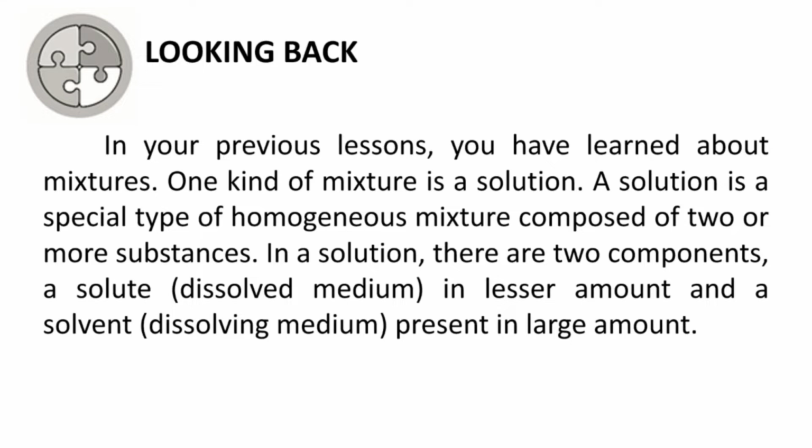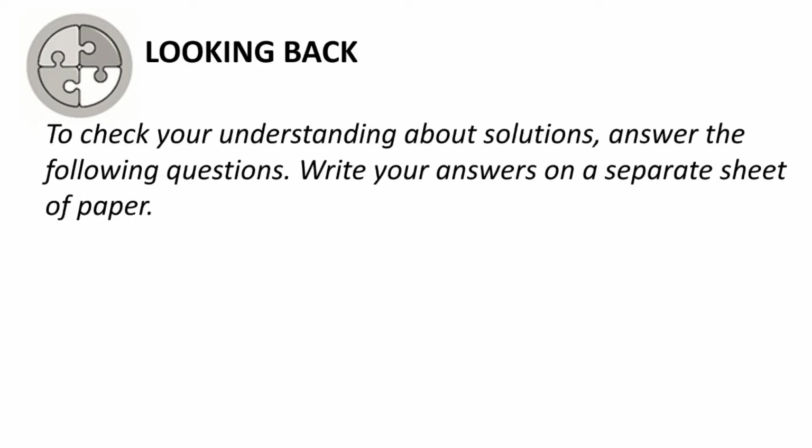Okay. In your previous lessons, you have learned about mixtures. One kind of mixture is a solution. A solution is a special type of homogeneous mixture composed of two or more substances. In a solution, there are two components: a solute, that is dissolved medium in a lesser amount, and a solvent, that is dissolving medium present in large amount. To check your understanding about solutions, let's answer the following questions. Write your answers on a separate sheet of paper.